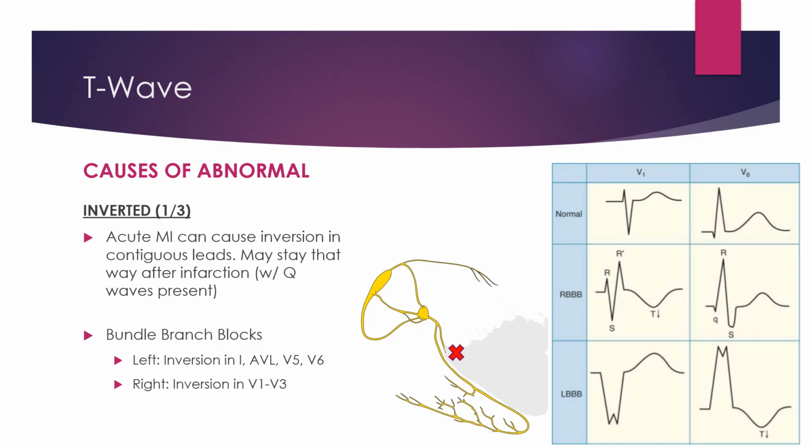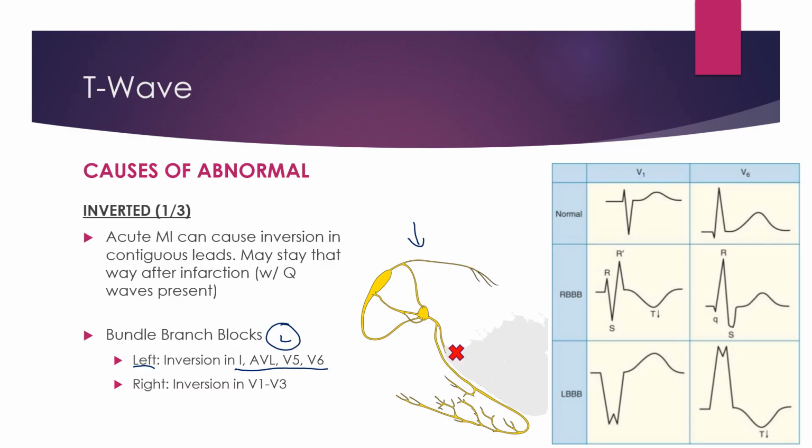You can also see inverted T waves in a few different places. When a patient has a left bundle branch block, this picture should look familiar from a previous slide. This is a left bundle branch block. We expect to see T waves that are inverted in the left leads. Remember, think about where V5 and V6 are. They're on your left, the left side of your chest. And lead aVL looks at the heart from the left shoulder. So they are left-sided leads. Left bundle, left leads.